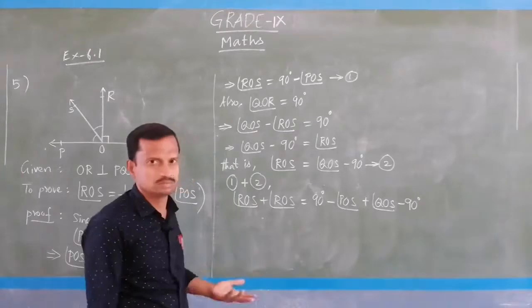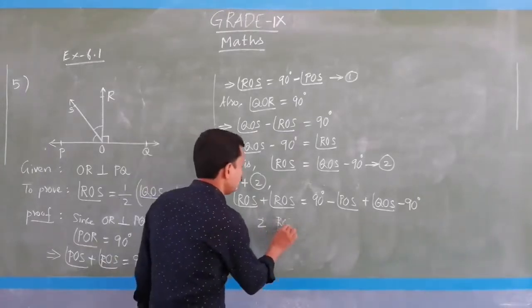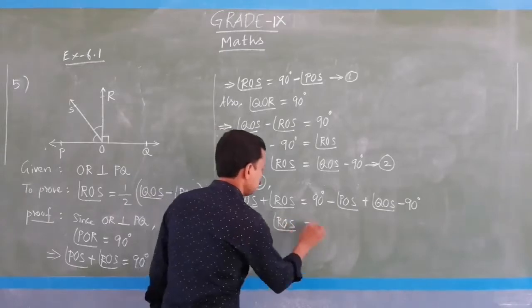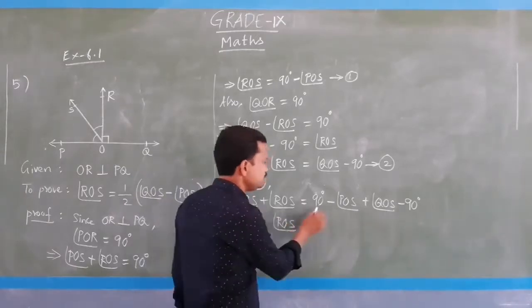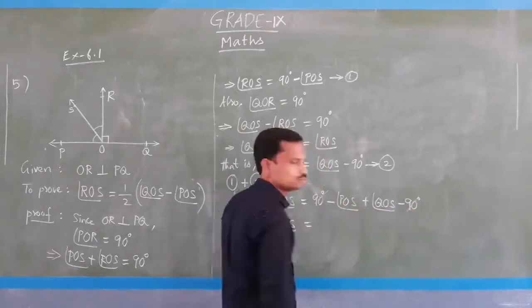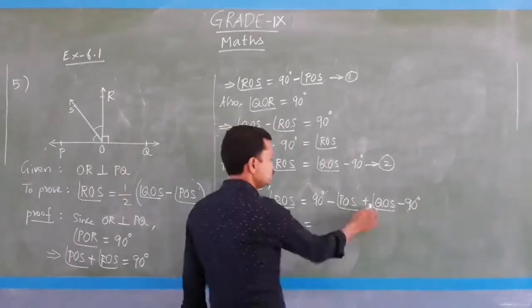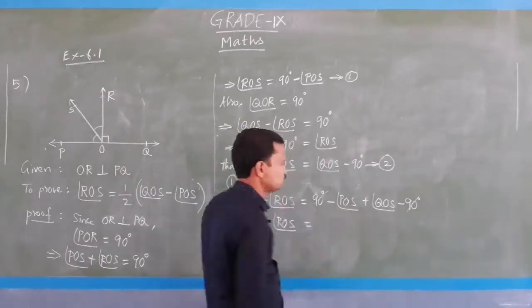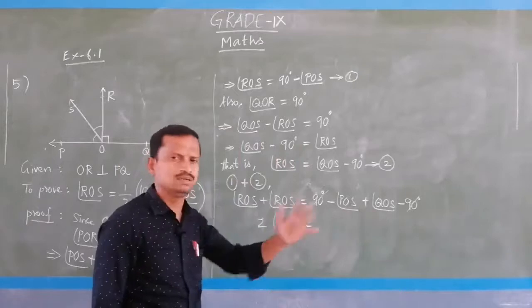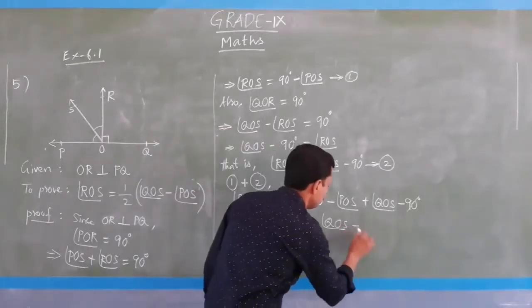And you see this is 2 ROS, that is equal to, you see 90 degree minus 90 degree cancel. This is plus, that is minus. Equal value, opposite sign gets cancelled, and you see here minus POS plus QOS. So you adjust first plus sign and then minus sign. For our convenience, we are writing, and that is a proof also.